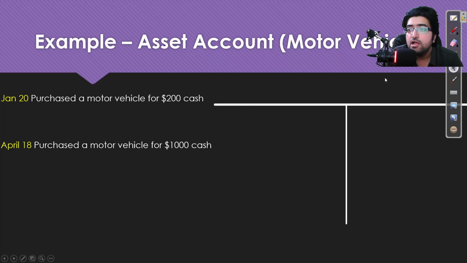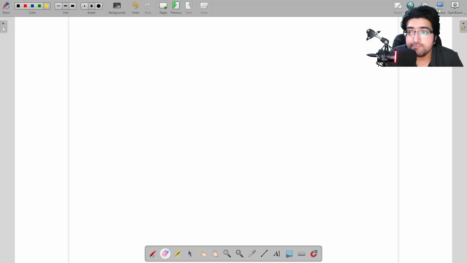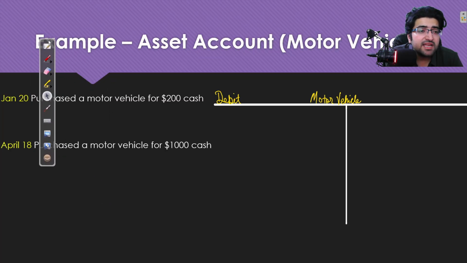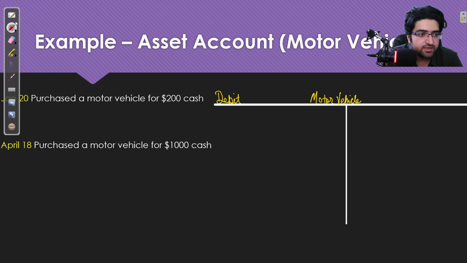Example of an asset account: motor vehicle account. So which account are we preparing? We are preparing a motor vehicle account, and as you know, the heading of the account should come here in the middle. This side is the debit side. Again, if you are not aware of this, please go through chapter number 3 first and then come to this, because this is the advanced stuff. So you should be aware of all that in order to do this.